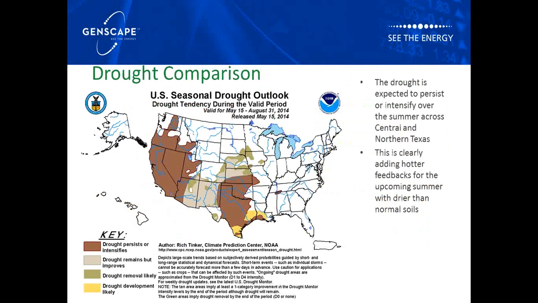Again, drought comparison. The drought conditions are expected to persist or intensify over the summer across central and northern Texas. The areas in yellow are not under drought conditions, but could become so over the course of the next couple months, which would increase the odds for a warmer than seasonal August.